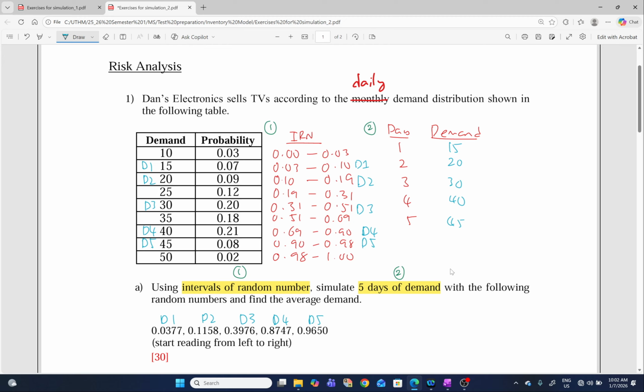We found this is the answer for number 1. This is the answer for number 2, 5 days of demand. Inilah demand tu. 5 days of demand.